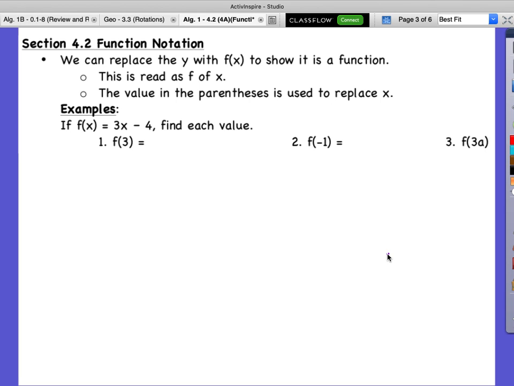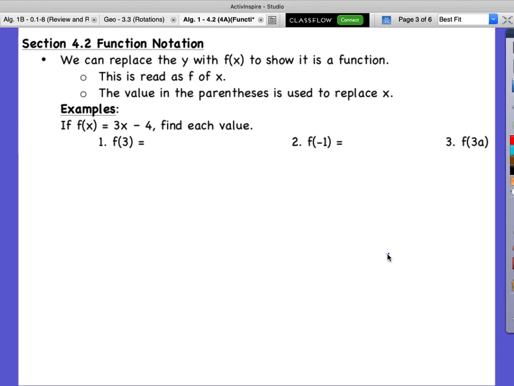This is read as f of x. When you see this f parentheses x, we read it as f of x, saying that it's a function of the variable x, okay? The value in the parentheses is used to replace x. So whatever value we end up putting in the parentheses, we're just saying that's going to be our x.